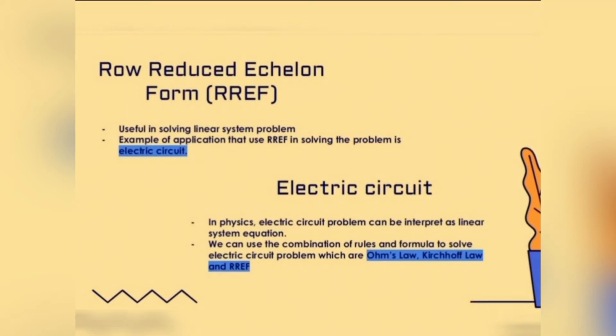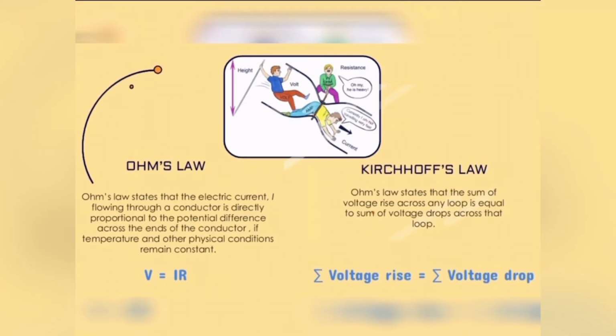In physics, electric circuit problems can be interpreted as linear system equations. For this, we can use the combination of rules and formulas to solve electric circuit problems, which are Ohm's law, Kirchhoff's law, and RREF. Next, we will look into the definition of Ohm's law.